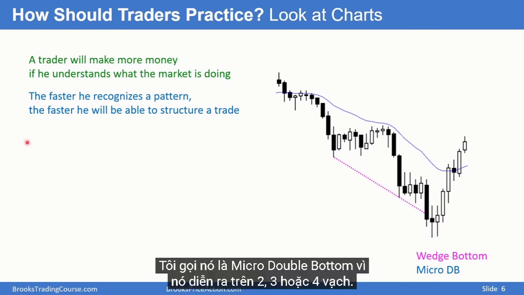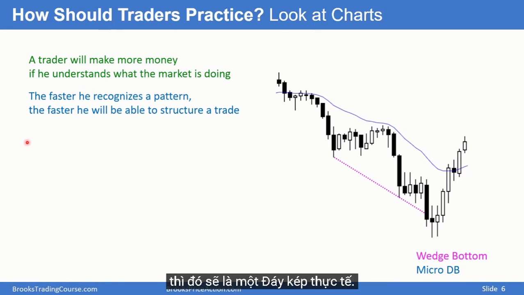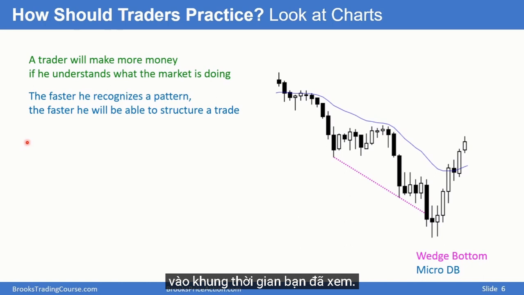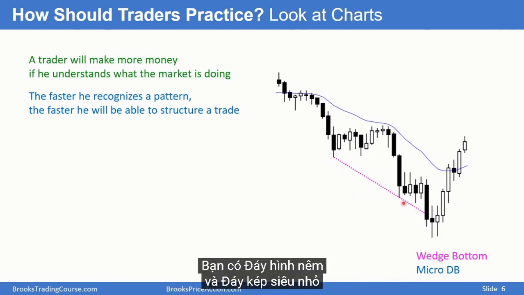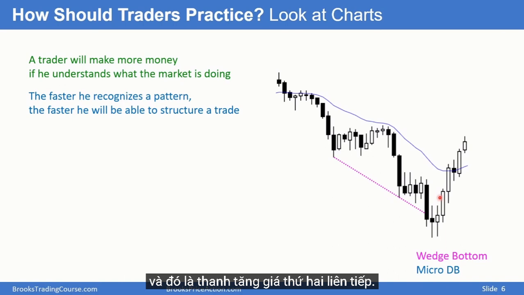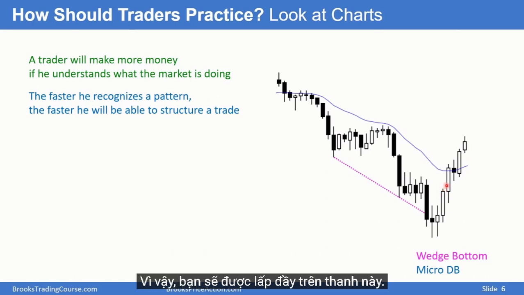I call it a micro double bottom because it takes place over 2, 3, or 4 bars. If you were looking at a much smaller time frame chart, it would be an actual double bottom. The lows could be 10 or 20 bars apart, depending on what time frame you looked at. So it's important to recognize this. You have a wedge bottom and a micro double bottom, and now you have a bull bar closing on its high, and it's a second consecutive bull bar. The odds are we're going higher. It's reasonable to buy on a stop 1 tick above the high of that bar, so you get filled on this bar.